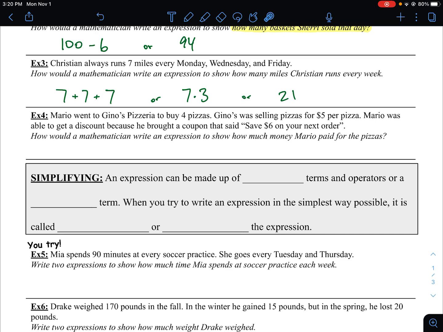So how much he paid. So let's see. He paid $5 per pizza, but there were 4 pizzas, and then he saved $6 on his orders. So each pizza, because we need to write and show an expression for how much money was paid, right?